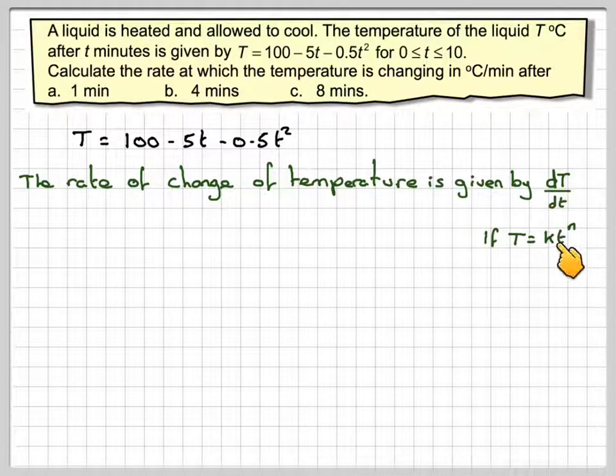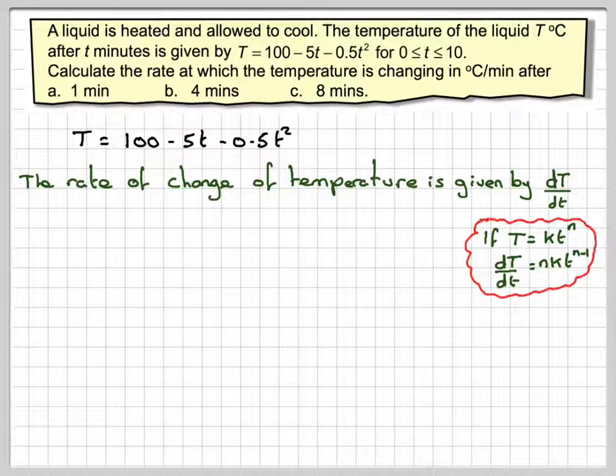So if T is equal to kt to the n, then dT by dt is going to be, you bring down the n in front, write down kt, and then reduce the power of t by 1. So it becomes n minus 1. So now we apply that to each of these things here.